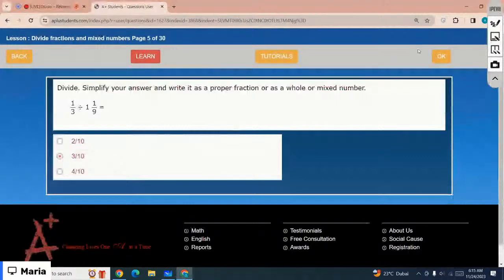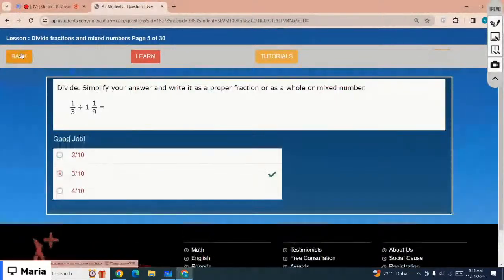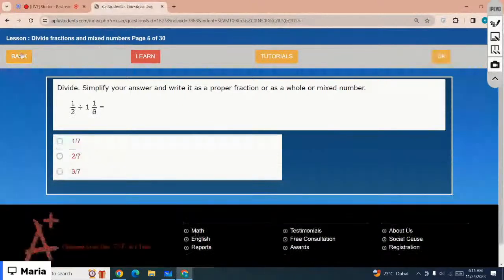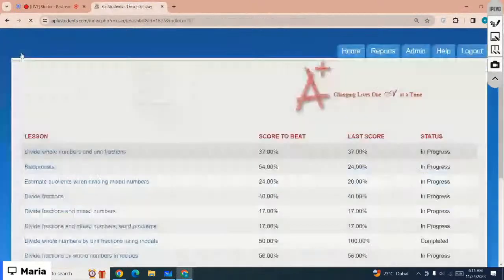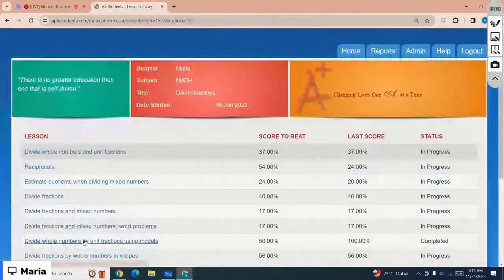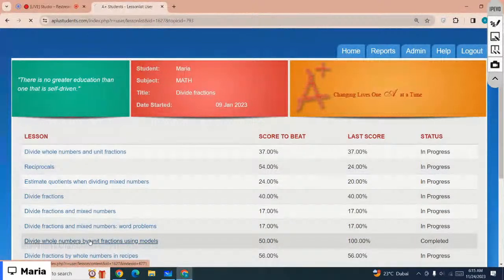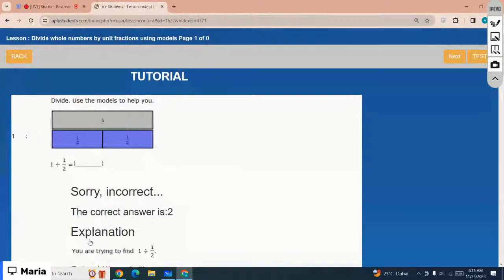Okay, you can complete the lesson by yourself later today. Let me just move on to the next lesson. And the next lesson is divide whole numbers, divide fractions and mixed numbers word problems, which you have to do on your own. Divide whole numbers by unit fractions using models, right?